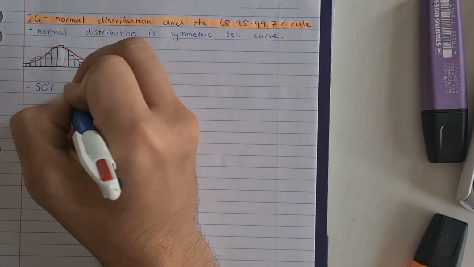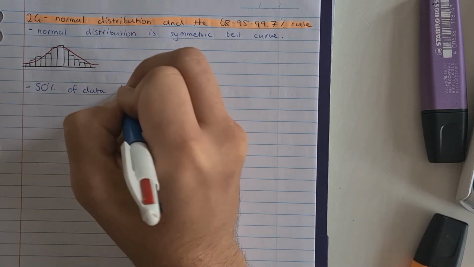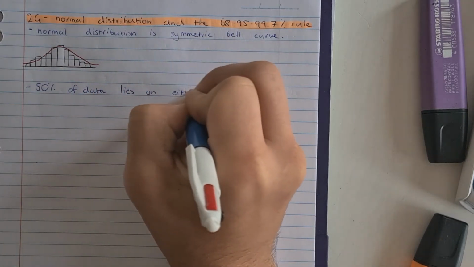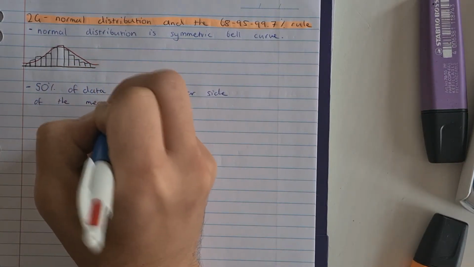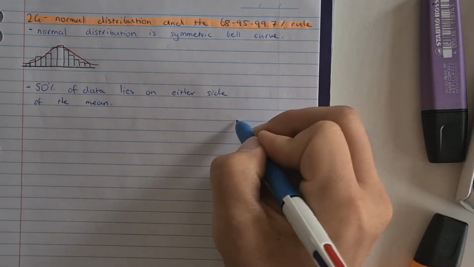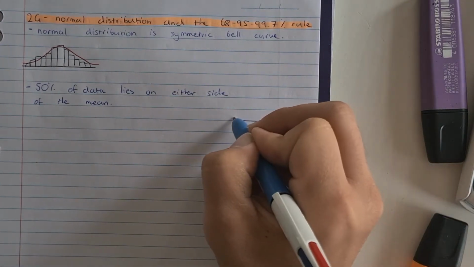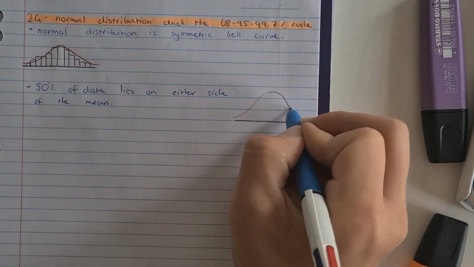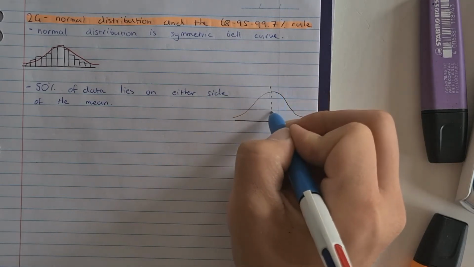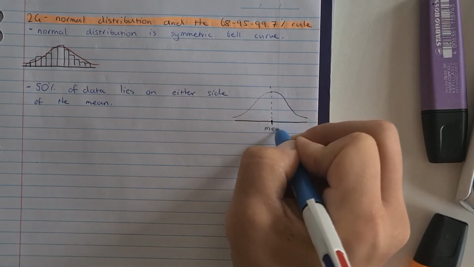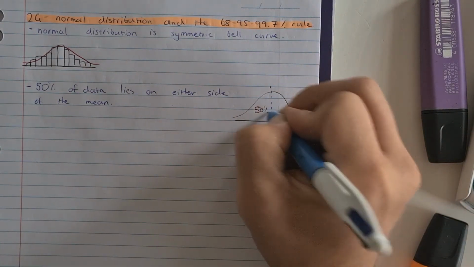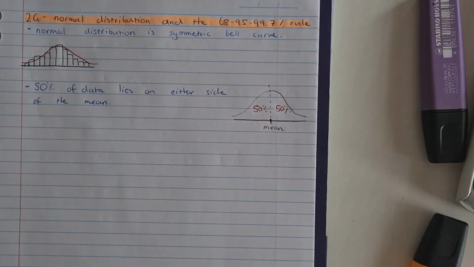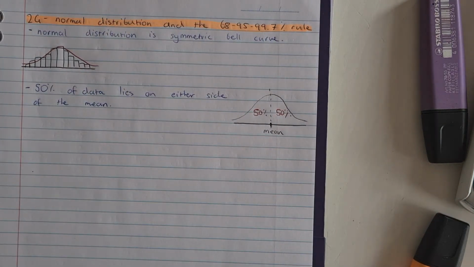So we've got 50% of data lies on either side of the mean. So what this looks like, let's draw a bell curve, and let's say this is our mean value. We've got 50% of our data on either side. Now this is where the 68 part of the rule comes in.